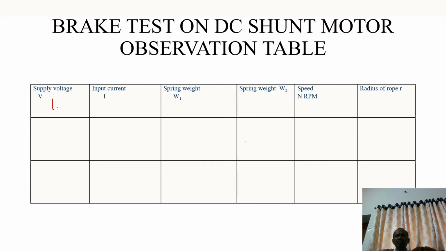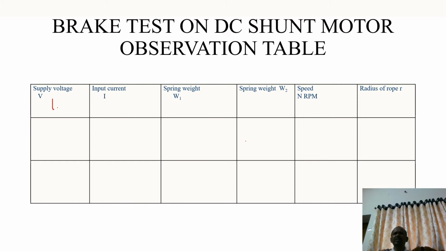W1 is equal to 1 and W2 is equal to 2.5 or 3.5, approximately; I am saying these are approximate values, and you should note the accurate values. And speed is reduced. At normal condition we noted 1500 rpm. When we apply the load, the speed will change to 1480 or 1470 rpm, which you can note. The radius of the rope value you can also write. By applying the load 4 or 5 times, there is a change in the load current in readings 1, 2, 3, 4.